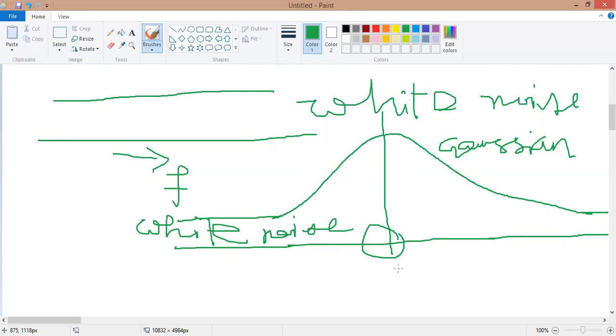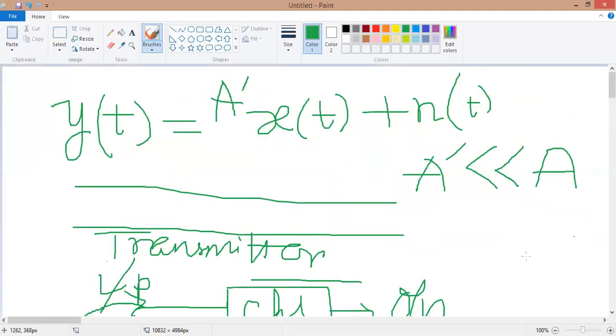If I consider it as A, with respect to A it is absolutely balanced on the left side or right side, whatever it is. So that's why it is known as white Gaussian noise. And when this noise is added, which is an undesired component but an added component, that's why it is known as AWGN. AWGN means additive white Gaussian noise.